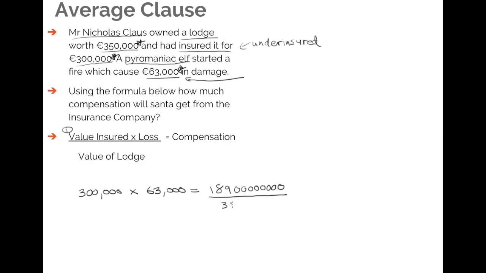In this case it's Mr. Nicholas Claus. So I'm just going to write it down here so it's clear. 350,000, and that will give us 54,000 euros. So even though the damage was 63,000 euros, because it was underinsured, Mr. Nicholas Claus will only get 54,000.